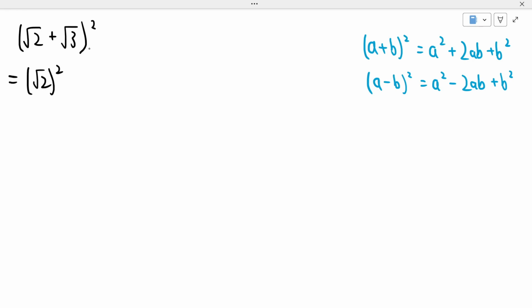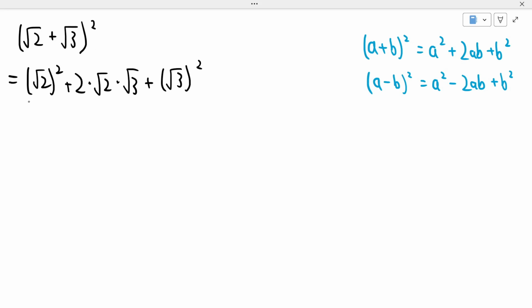And then the 2ab term would just be 2 times the first term, which is the square root of 2, and then times the second term, which is the square root of 3. And then plus b squared, which would be the second term all squared. So that's the square root of 3 all squared. So as always, we just need to simplify this expression now.